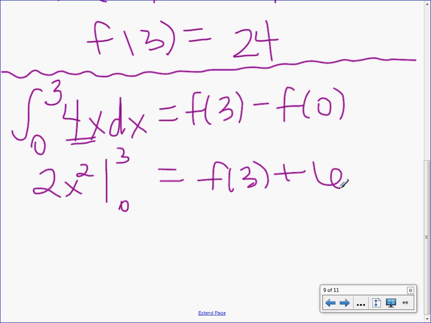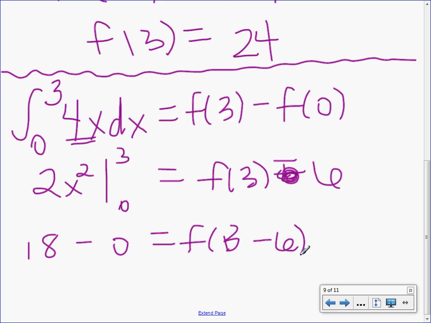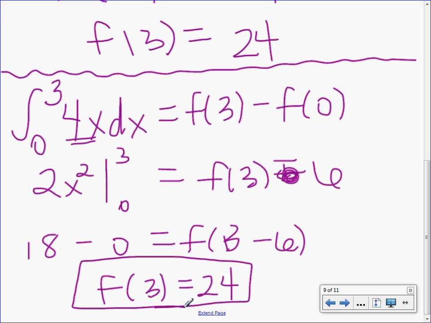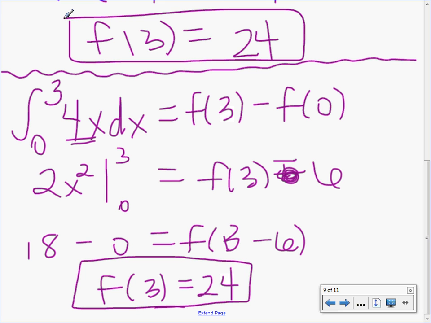Minus 6. I apologize. So 2x squared from 0 to 3. We have 18 minus 0 equals f of 3 minus 6. Wow, crazy. We got the same thing.